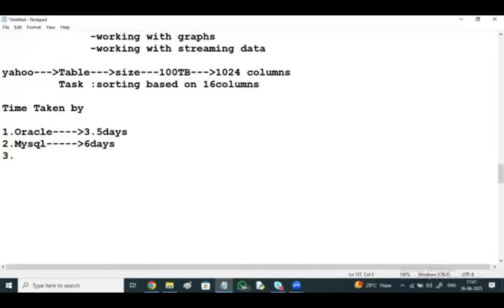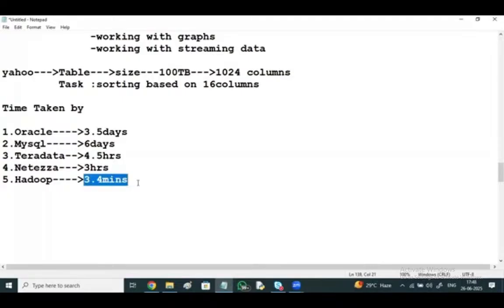We have got some specialized databases used for data warehouse, right? Like Teradata. You have heard about Teradata. It has just taken 4.5 hours. Netezza, another specialized database used for data warehouse purpose, has just taken 3 hours. You know about big data Hadoop. Hadoop has just taken 3.4 minutes. Understand here, these have taken days of time, these have taken hours of time. Hadoop has taken just minutes of time.